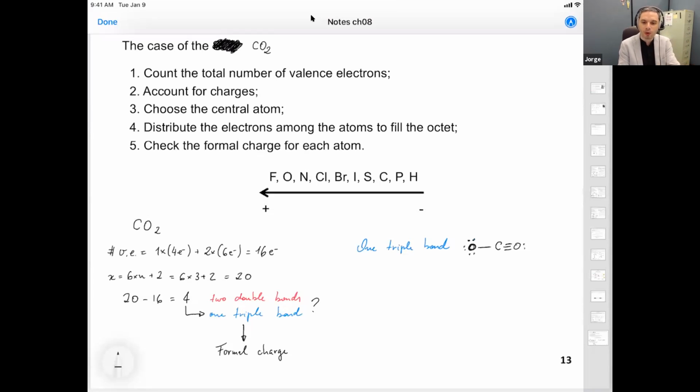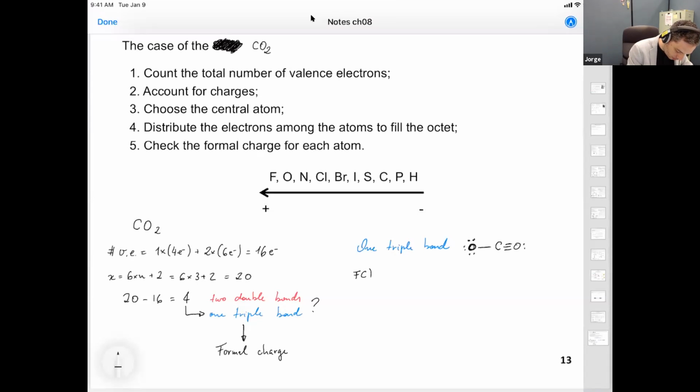So now let's calculate the formal charge for all the atoms in the structure. If an atom is equivalent to another one, then just calculate it once. When I say equivalent, it means that the atoms are making the same kind of bond and they have the same number of valence electrons.